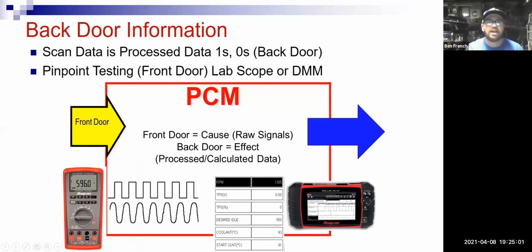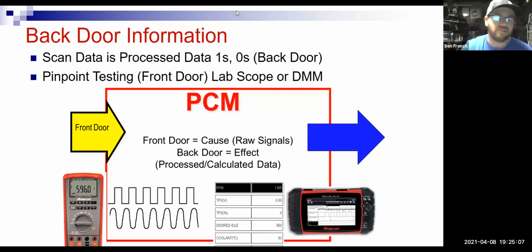Now, just a review of some things that we have already talked about in our, I don't know, three, four, five meetings that we've had this semester. And that is front door versus back door, right? Remember that your multimeter measures sensors and stuff directly, right? So that would be front door or live information.